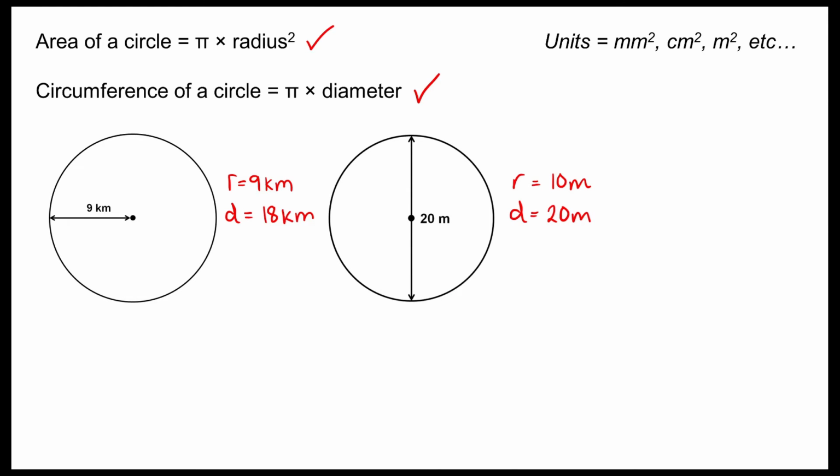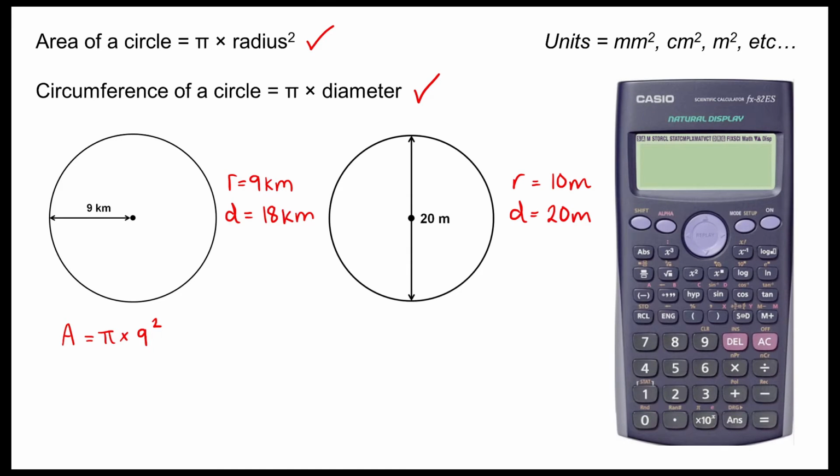So, having a look again at this first example, the area is going to be pi times my radius of 9 squared. Now I'm going to need my calculator to work this out. I press shift and my pi button. I'm going to times it by 9 and then press my squared button, and when I press equals, this is going to give me my answer in terms of pi.